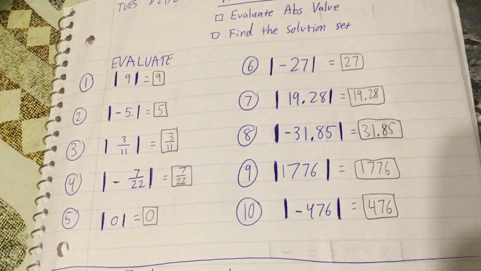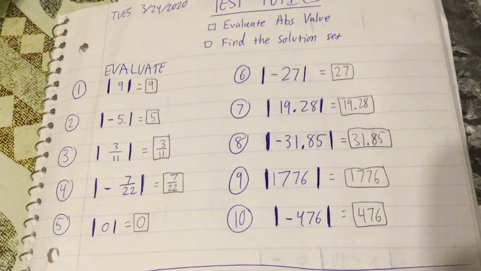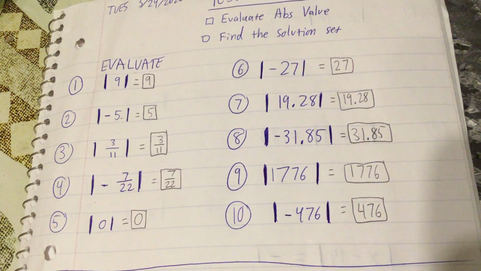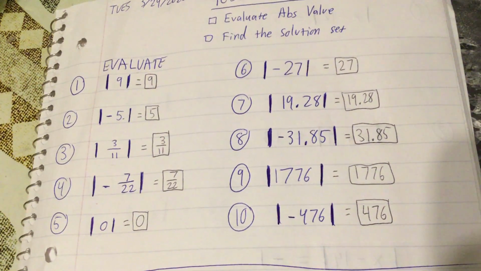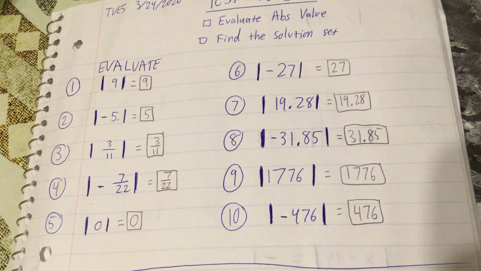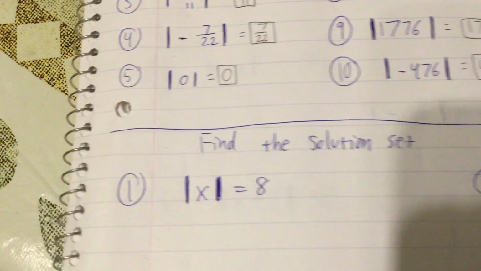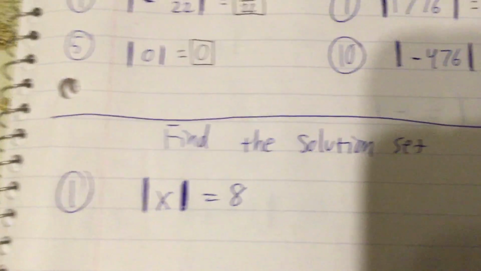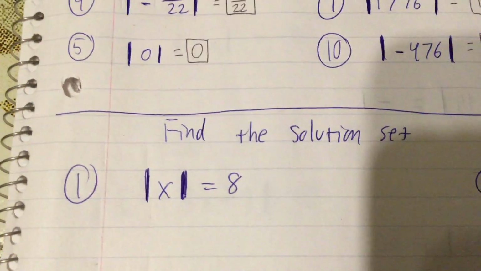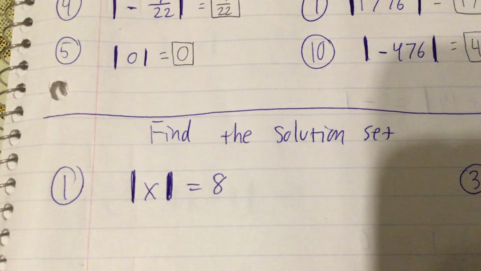See, that's all it is for the first part of the test. I'm going to give you a number in the absolute value. How far away is it from 0? And remember, we always measure the output of an absolute value in positive units. Okay, now find the solution set. Number 1. The absolute value of x is 8. In other words, how do I get a distance of 8?